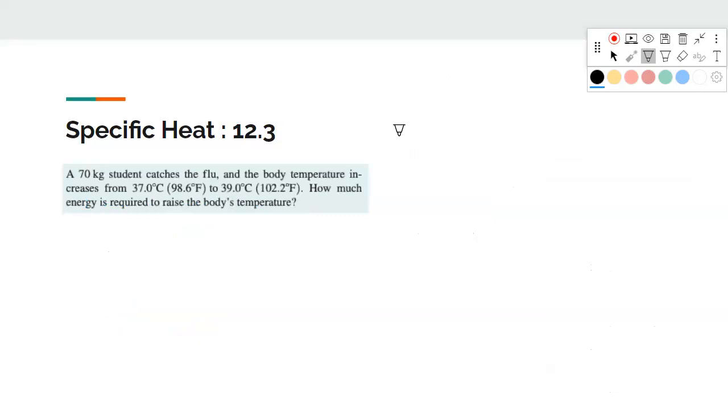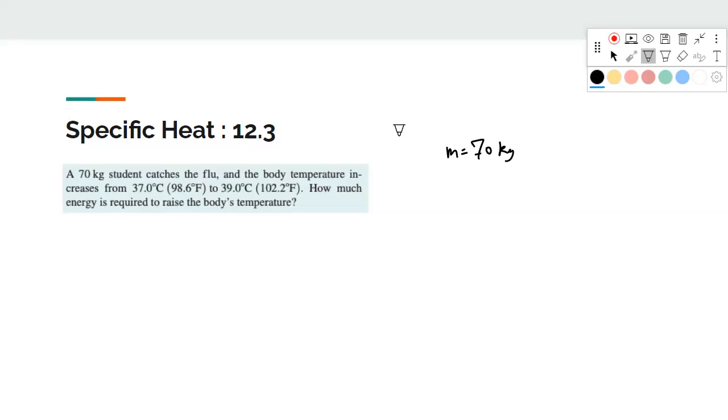And so now we can go ahead and try out an example. Again, a nice medical example, and we'll talk some more about how much energy the human body generates in its normal activities. If you're in a project group doing the thermoregulation project, you'll get a lot more experience with these ideas. But we have a 70 kilogram student, so we know the mass. That's a good start. They catch the flu.